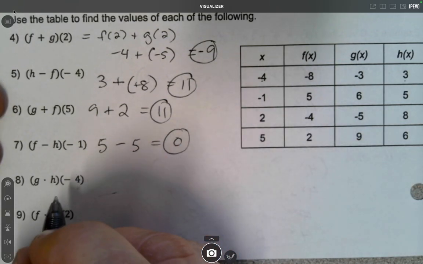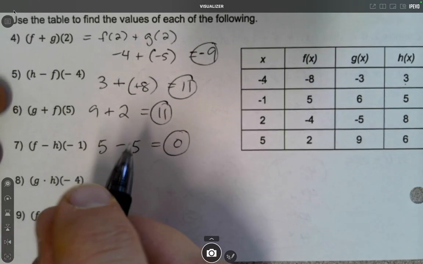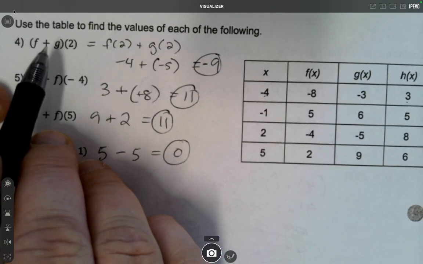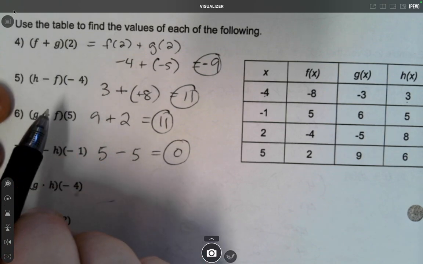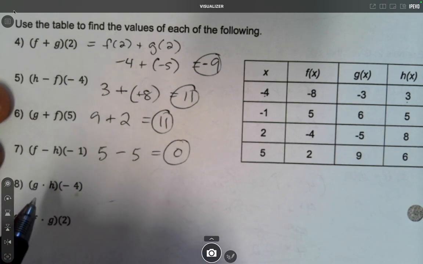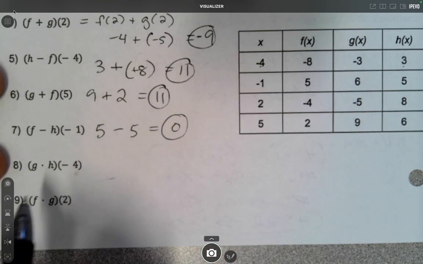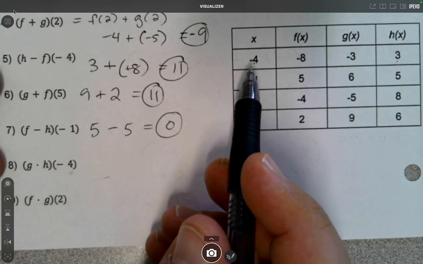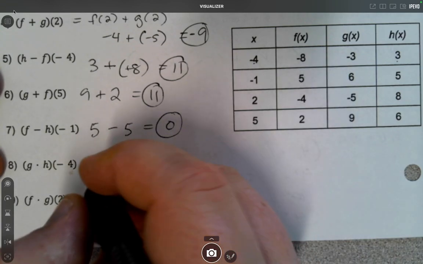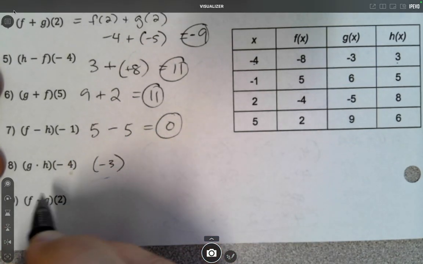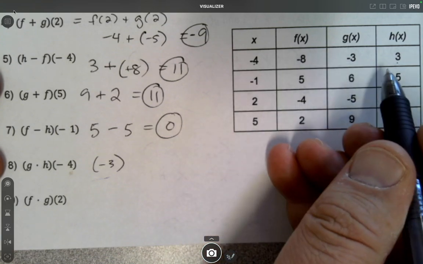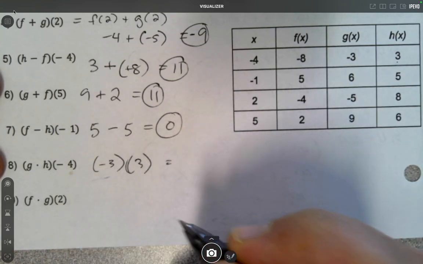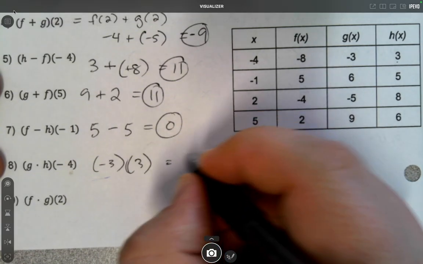Finally, we'll use the same idea when we're multiplying. So the beauty here is we really just do each piece individually. We just have to know whether we add the two pieces we find, subtract the two pieces we find, or multiply them. So we're looking at negative 4 for g and h. So here's negative 4. G is equal to negative 3 right there. Look at h. H is equal to positive 3 right there. 3 times negative 3 is negative 9.